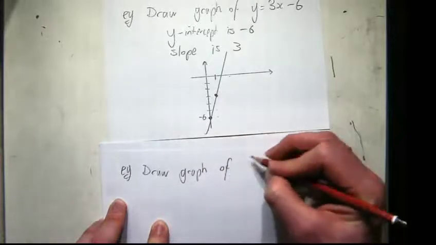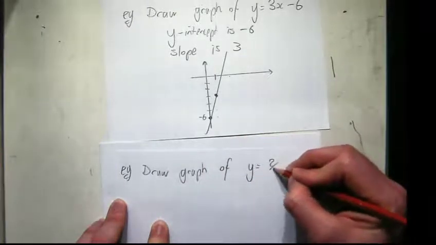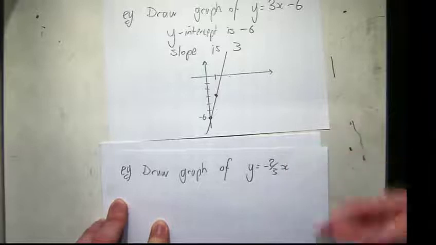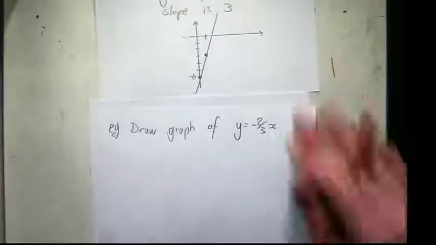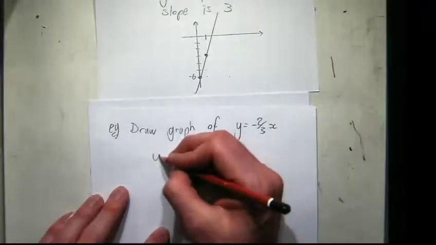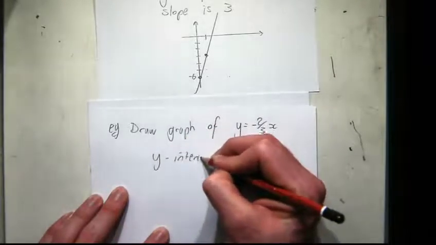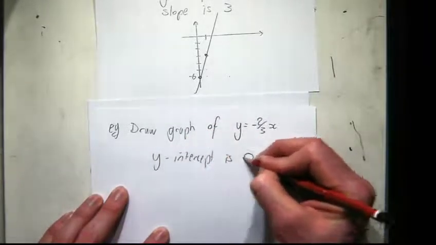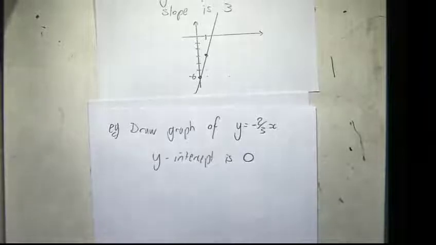Draw the graph of y equals minus 2/3 of x. Okay, so let's look at this graph. Y equals minus 2/3 of x. There is no plain number. It's not anywhere. That means that it's 0. The y-intercept is 0. And the slope is minus 2/3.